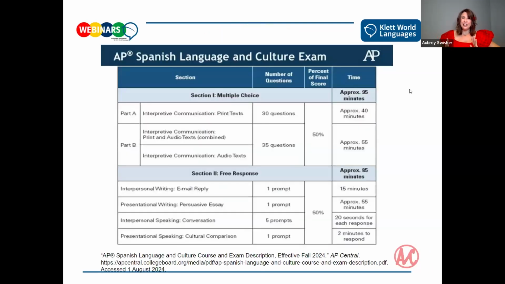Okay, so we did mention before that knowing the exam is huge. It's going to help you to determine what skill sets to highlight and practice regularly in your classroom. And really, it's key for the instructor to create these experiences and assessments modeled off of the exam so that students can feel confident and comfortable with both the content and how they're going to be assessed.